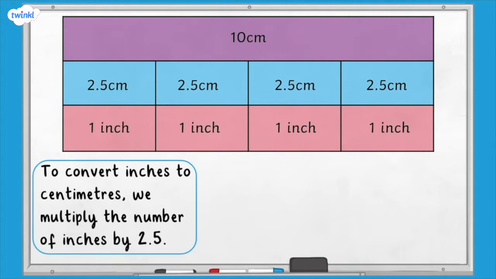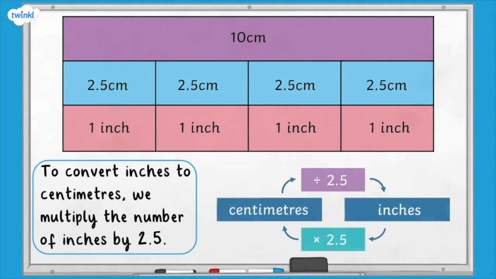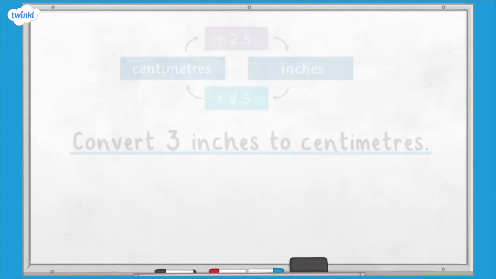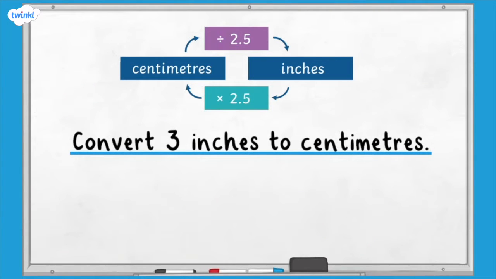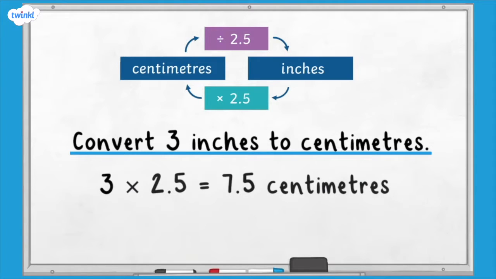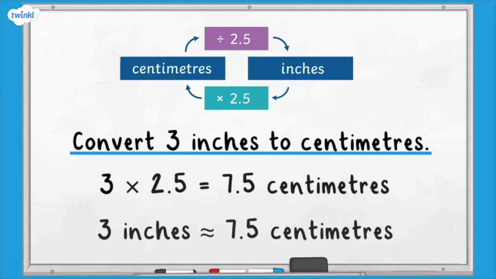Therefore, to convert inches to centimetres, we need to multiply the number of inches by 2.5. For example, to convert 3 inches to centimetres, we would multiply 3 by 2.5, which equals 7.5 centimetres. 3 inches is approximately equal to 7.5 centimetres.